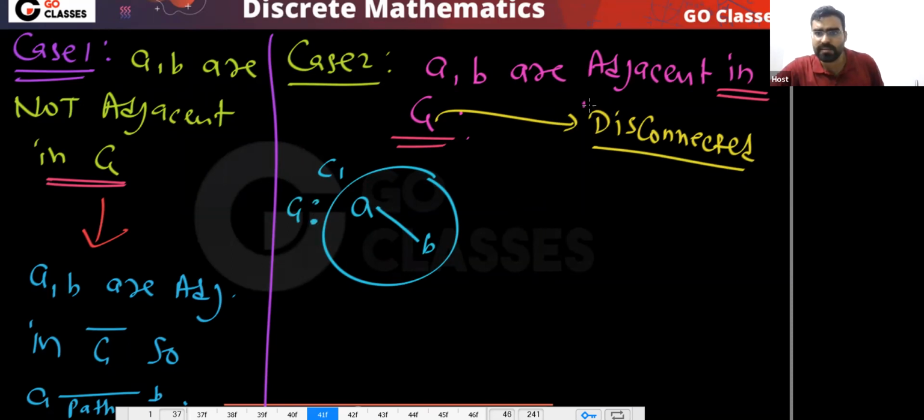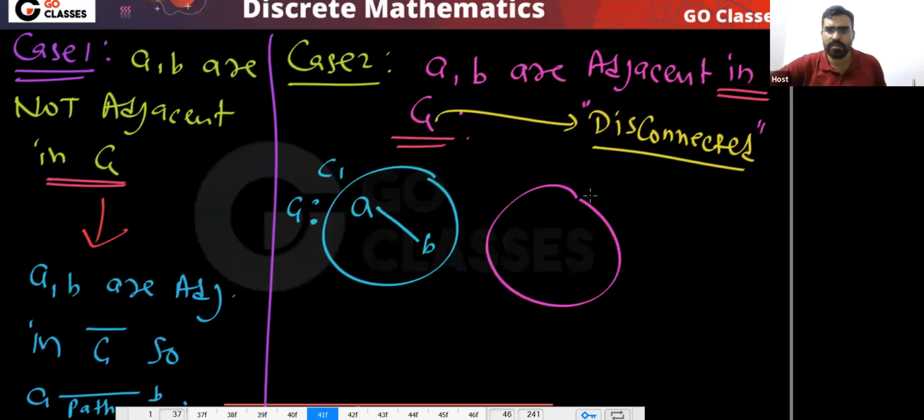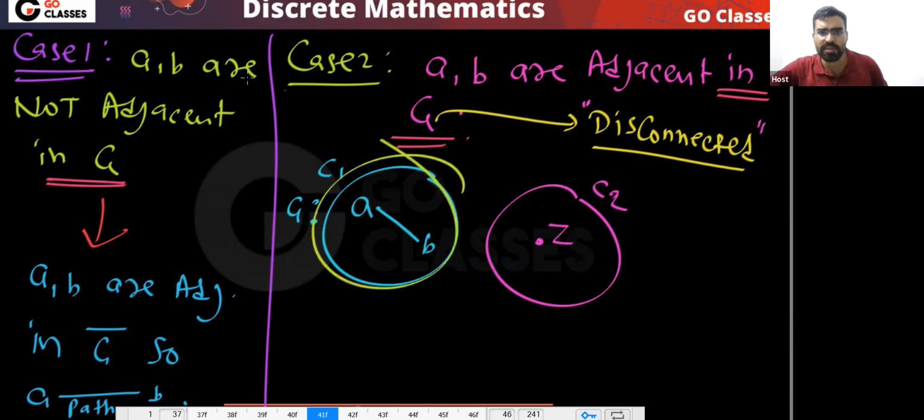And G is disconnected. So in G, you have another component also. At least two components you have in G. So there is some vertex here, Z. Tell me one thing. Can I say they are adjacent? Are A comma Z adjacent? No, because they are different components. C1 and C2, they are different components. So they are not adjacent.